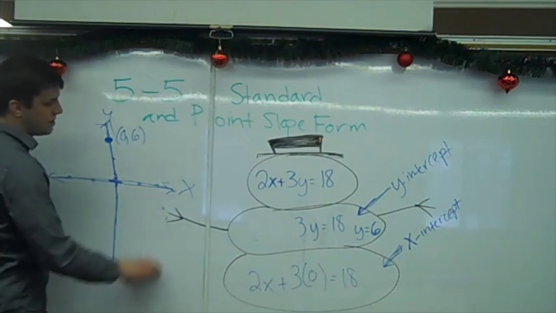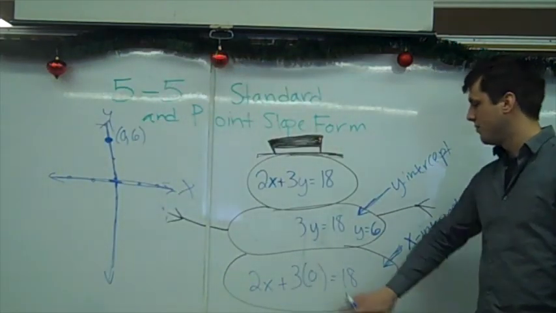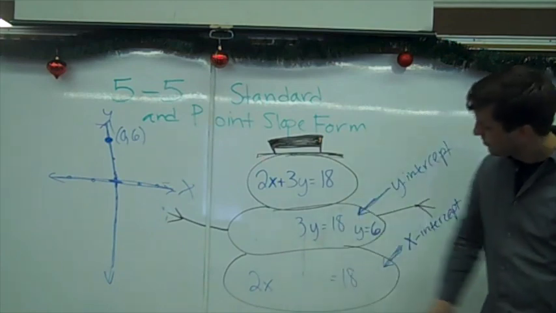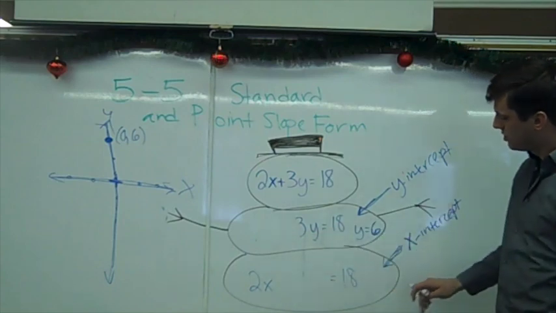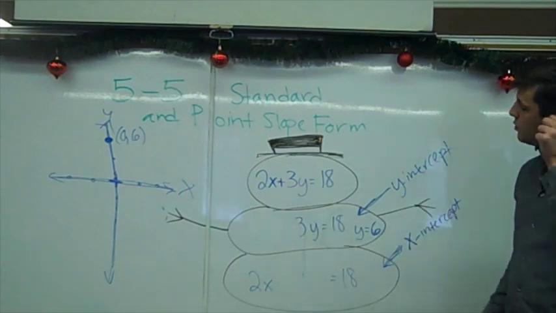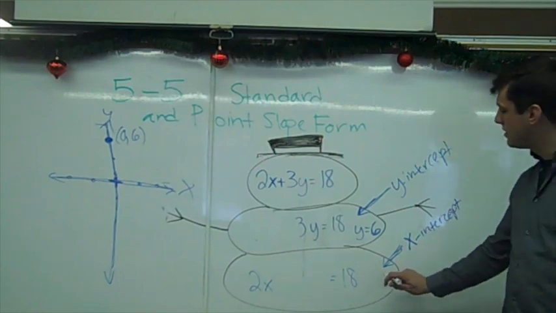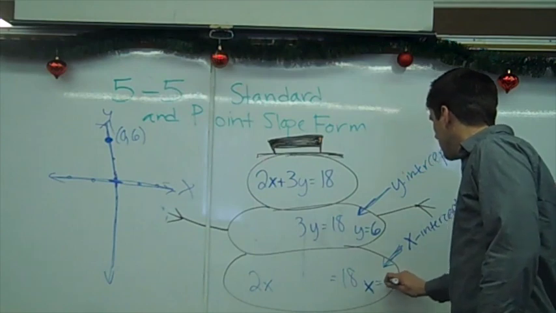So in this case, if y is 0, what does x equal? 3 times 0 is 0, so we erase that. So 2x equals 18. How do we find what x equals? We divide each side by 2. And 18 divided by 2 is 9, so x equals 9.